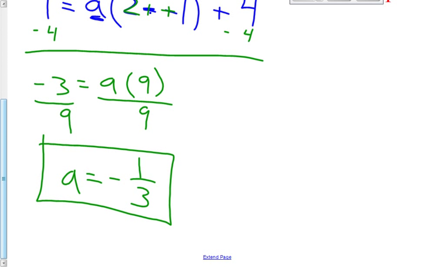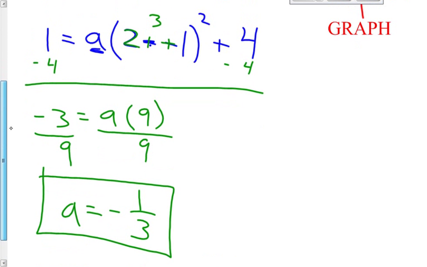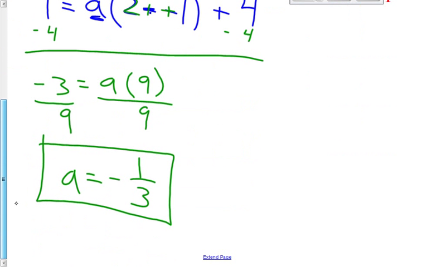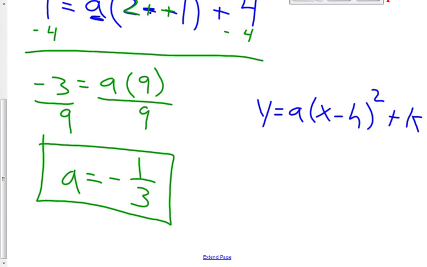So now, class, your directions weren't solve for A. Your directions were write an equation for the parabola. And we're going to write it into vertex form. So our vertex form, as a reminder, y equals A times the quantity x minus h quantity squared plus k. So x and y are going to remain unknown in our equation because that represents an infinite number of points.